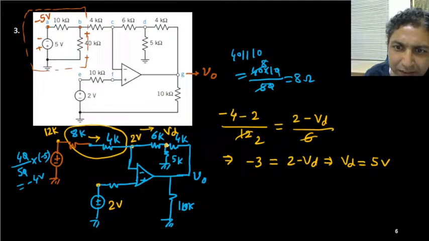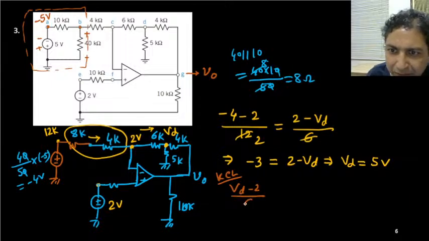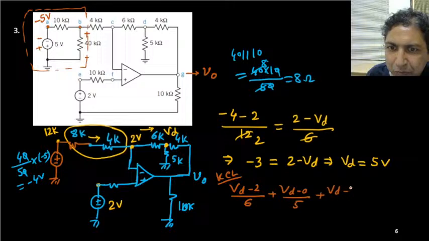Again you need to take KCL at this node. If you take KCL at this node, then you will get the output voltage V0. So what is the KCL? Vd minus 2, the leaving current I am considering, through 6K, so by 6, plus Vd minus 0 by 5K, plus Vd minus V0 by 4K, and that equals 0.